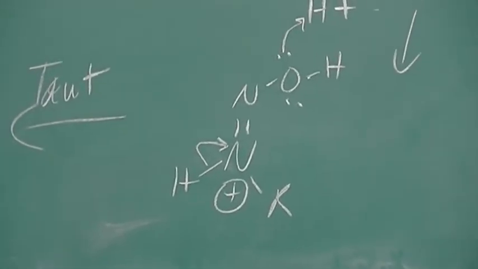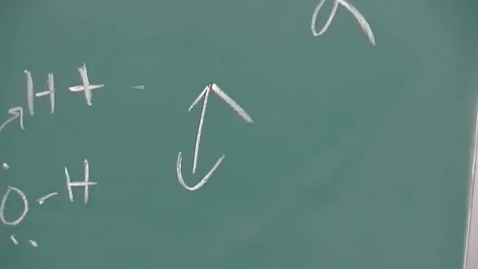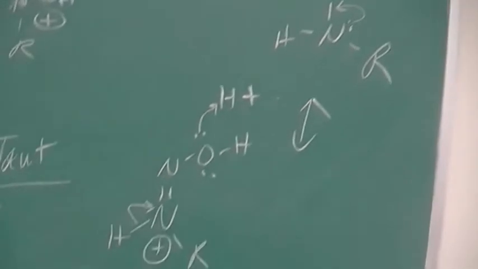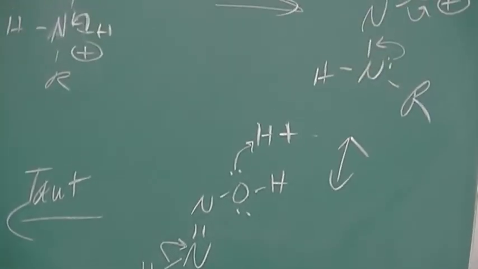This is just a resonance structure. This is not a reaction. It is a resonance structure. We're only moving pi electrons, and so the arrow for resonance is this arrow. So you have your double bond to nitrogen, and then your single bond to oxygen.